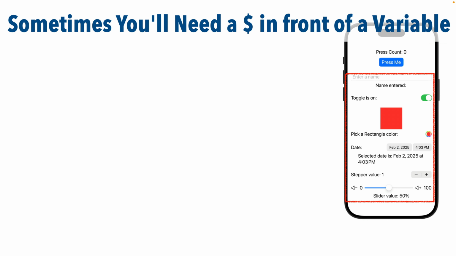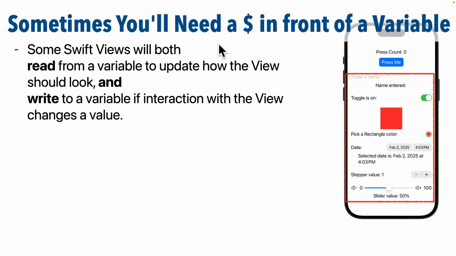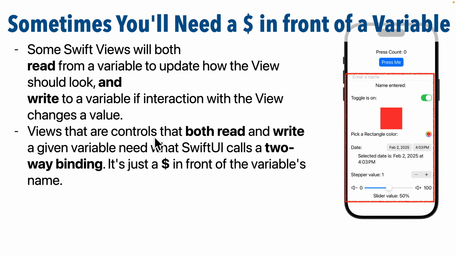Now some SwiftUI views, which we haven't seen yet, will both read from a variable to update how the view should look and write to a variable if the interaction with the view changes the value. They read and write in the same line. So these views are typically controls that both read and write a given variable, and they need to use what SwiftUI calls a two-way binding to perform that read and write. All you need to do for the two-way binding is to put a $ in front of the variable name.